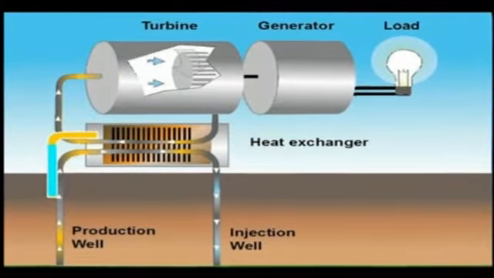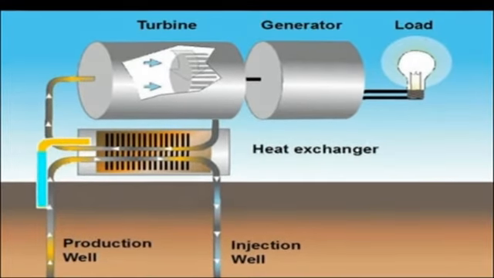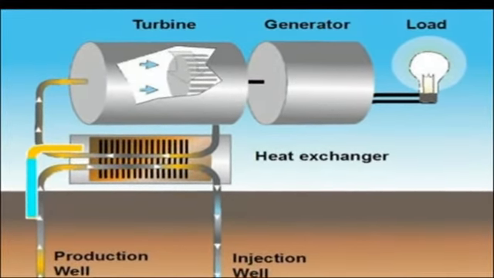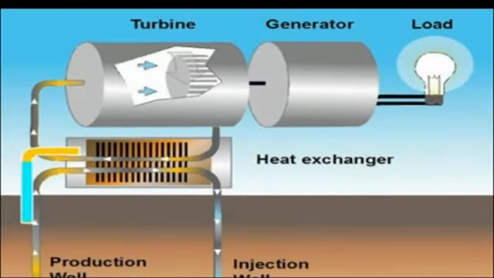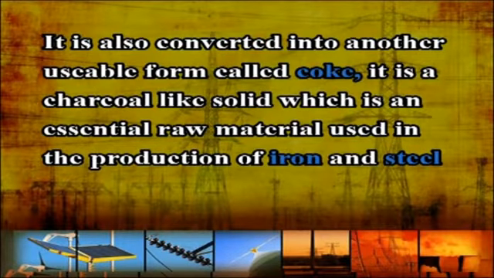Coal is burned to create heat to turn water into steam. The steam is then used to rotate turbines which rotate the dynamos to generate electricity. It is also converted into another usable form called coke. It is a charcoal-like solid which is an essential raw material used in the production of iron and steel.